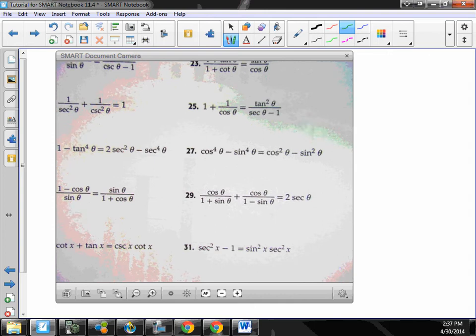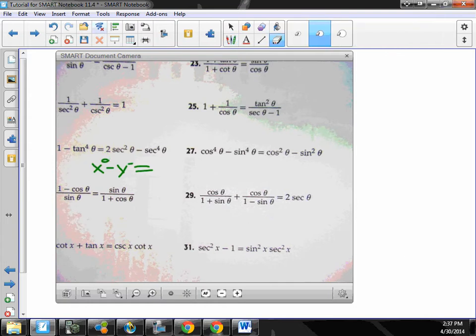Okay? If I had x squared minus y squared, can I factor that? X minus y times x plus y. It's a difference of squares that factors into conjugates. What if I change those 2's to 4's? X to the fourth minus y to the fourth is x squared minus y squared times x squared plus y squared.